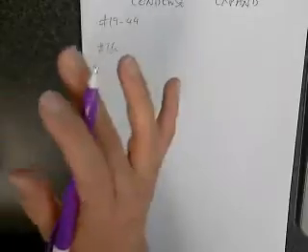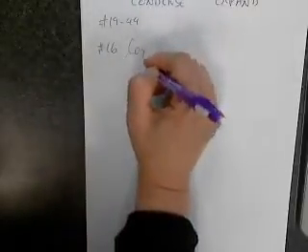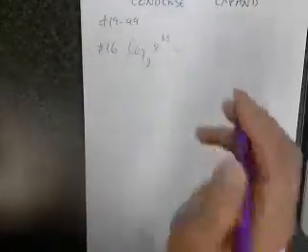16 is evaluating. That's fine. Log base 2 of 8 raised to the 33rd power. Excellent.